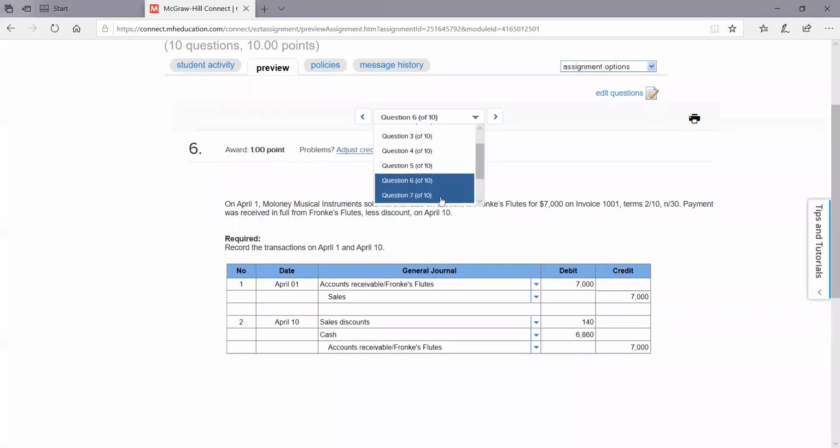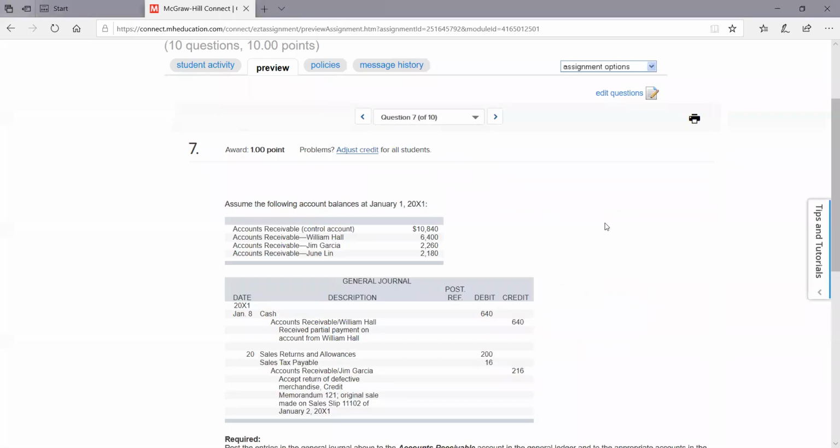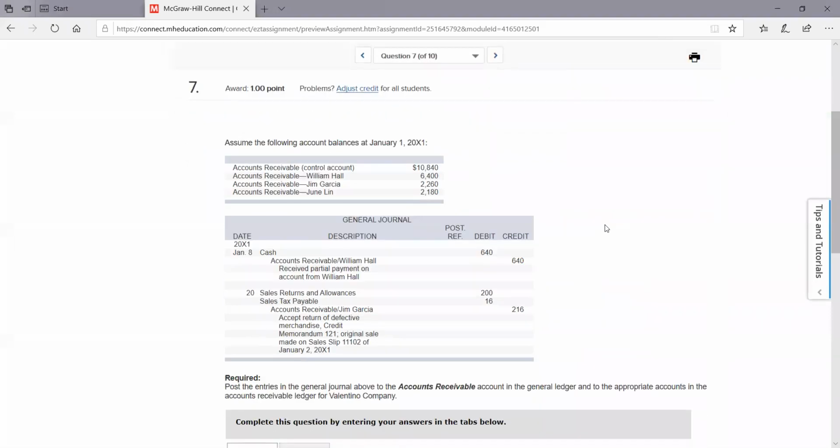All right, let's check out number 7. Now we're going to look at the accounts receivable ledger. So you know we've got the control account, that's the one in the general ledger of 10,840. These 3 amounts right there, the 6,400, 22,260, and the 2,180, those all make up the 10,840. And then of course we've got a couple transactions here in the journal where we receive payments. Notice this one's from William Hall, and then we got a return from Garcia.